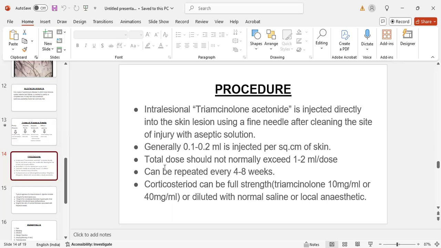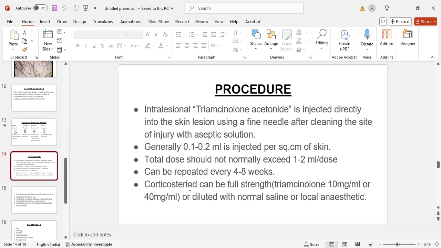And whatever total dose we are using, it should not exceed 1 to 2 ml per dose. The next session will be after 4 to 8 weeks, that is 1 to 2 months. You can repeat the session, but you have to see the size of the keloid and how it is. You have to see the tendency of the keloid, see how big that patch of alopecia areata is, and you can decide accordingly.